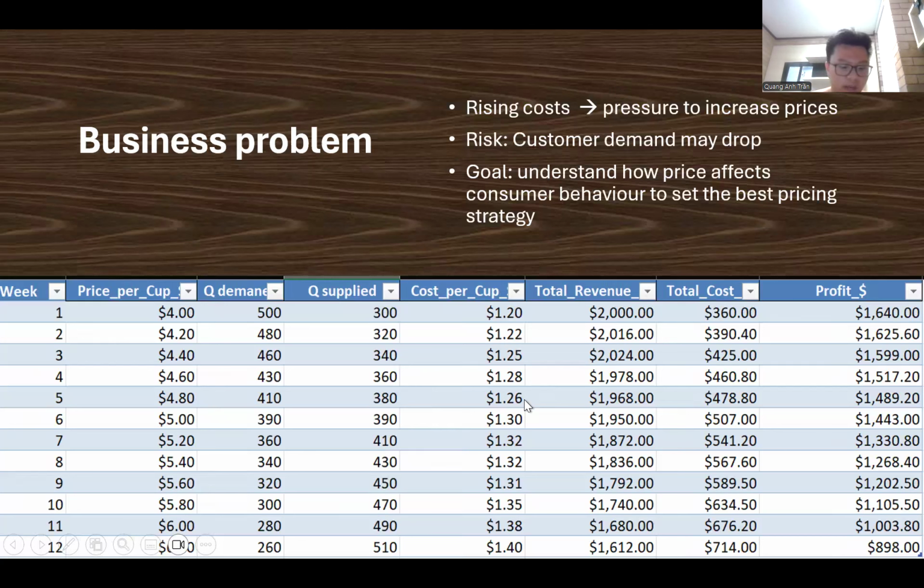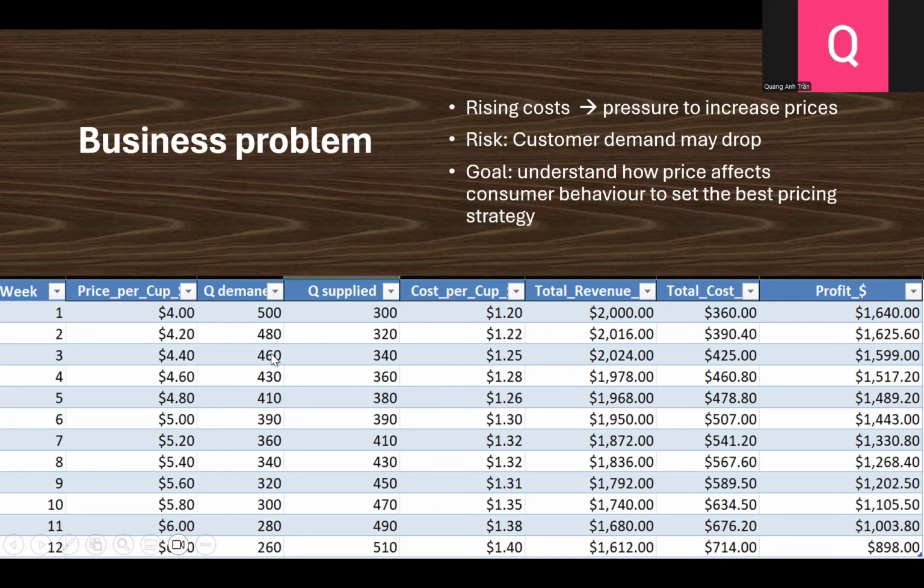The business problem I'm addressing is the impact of coffee price increases on consumer behavior. Many cafes are facing higher supply and operating costs, which often leads to price increases. However, raising prices can reduce customer demand or change purchase habits, and cafes need to understand how sensitive customers are to price changes in order to make effective pricing decisions.